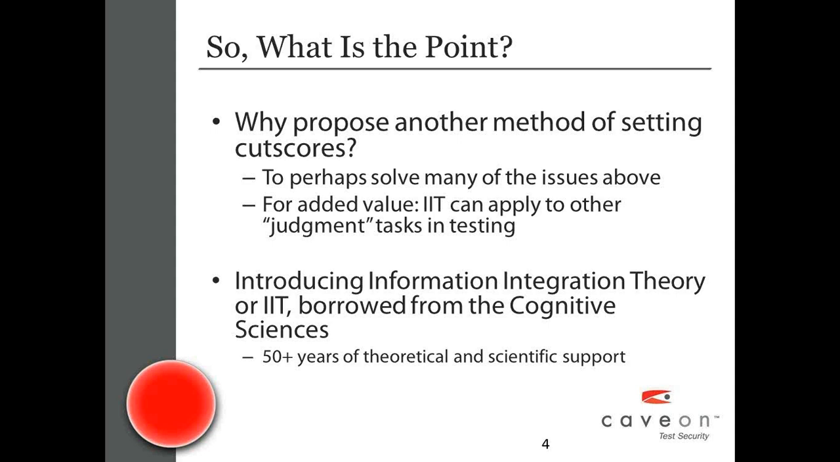Just a little bit of background. Well, this particular theory came from the cognitive sciences. It has 50 years of theoretical and scientific support. I actually learned of this method when I was a graduate student in the mid-1970s and used it for a study. And I'm going to present a little bit of those results. It has nothing to do with cut score setting, but it does illustrate a bit how useful this model can be. Next slide, please, Steve.